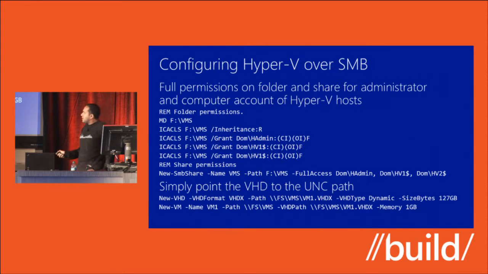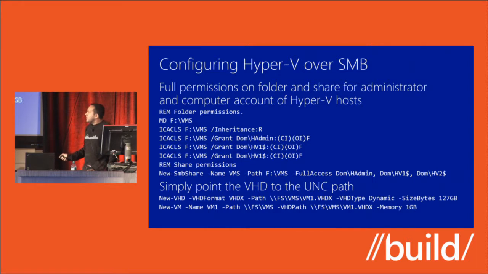Now this is trying to illustrate how easy this is to set up. So all you need to do is provision a file share. So you have to set up permissions, for example. For running Hyper-V against a remote file share, you need to grant permissions to the machine account, which is what I indicate here by the HV1 account.